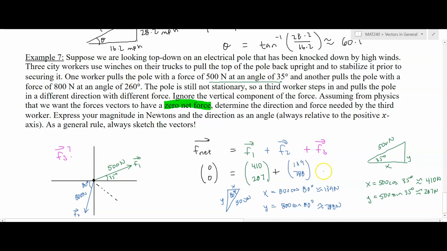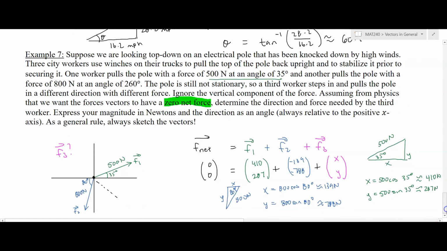What is unknown at this point is what should the components of F3 be? Oh, and I failed to put those negative signs on there. Since F2 is in the third quadrant, this should be negative 139 and negative 788. And I'm going to add this third vector. I don't know its components right now. For now, I can just refer to these as either x and y, or a and b, or some other letters. So to solve this equation, I just have to use a little bit of algebra.